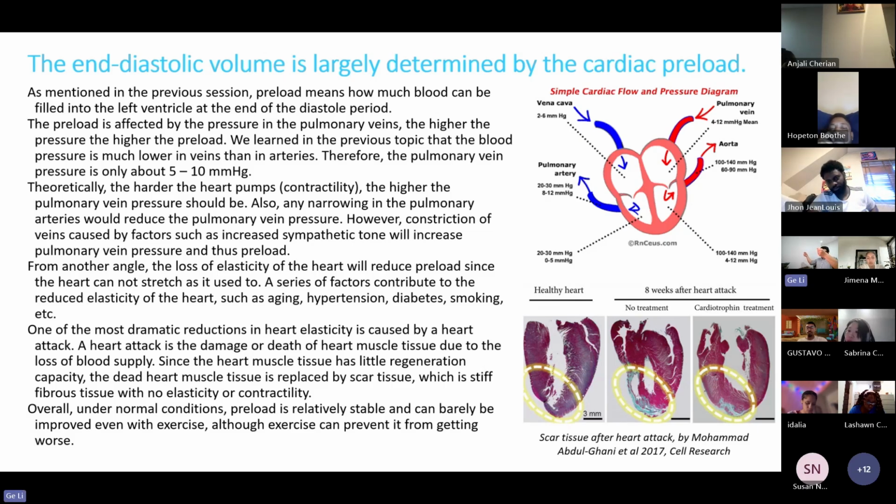So the preload basically means how much blood can be filled into the left ventricle before the ventricle contracts. So we call it preload. After exercise, people can increase the stroke volume, but the preload is the least thing people can improve. But preload can be reduced a lot when someone has a heart attack.